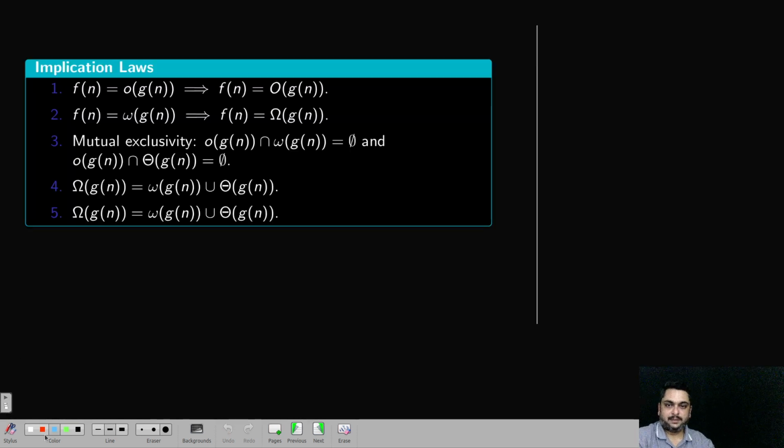So now we'll see some implication laws. Suppose that f of n equals little o of g of n, that implies f of n equals big O of g of n. See what exactly they mean to say.